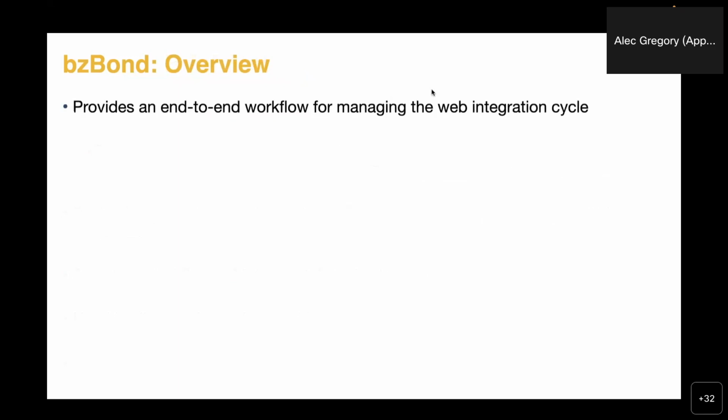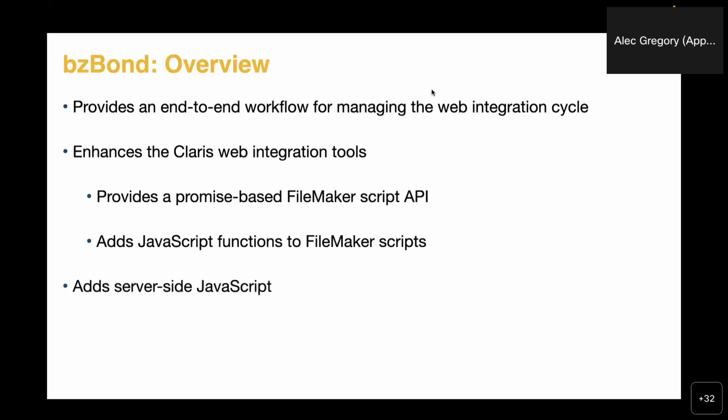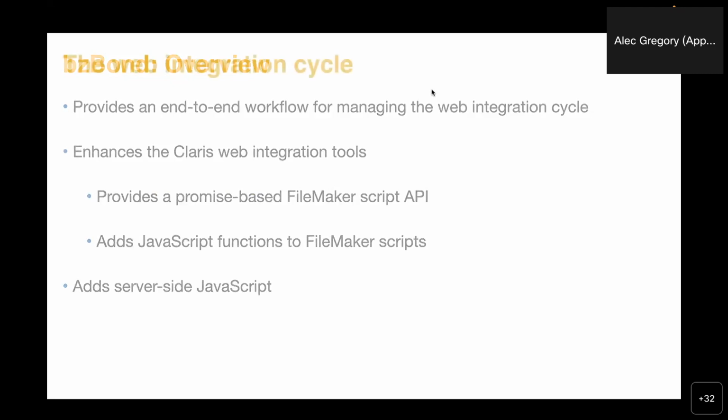Okay, so what does bzBond do, and where does it live in the ecosystem that we've defined? It provides an end-to-end workflow for managing the web integration cycle. That's, I guess, the unique element of it. It also enhances the Claris web integration tools in ways we've seen: it provides a promise-based FileMaker script API, and it adds JavaScript functions to FileMaker scripts. It also adds server-side JavaScript, and we'll see how it does that, but that is also fairly novel, I think.